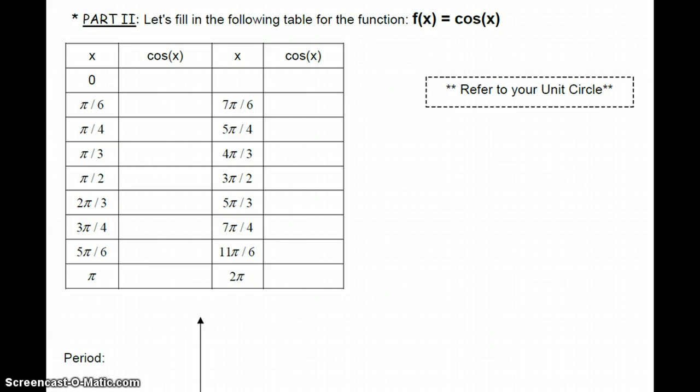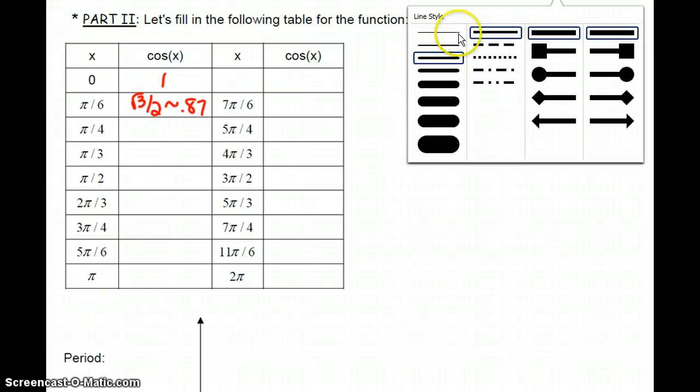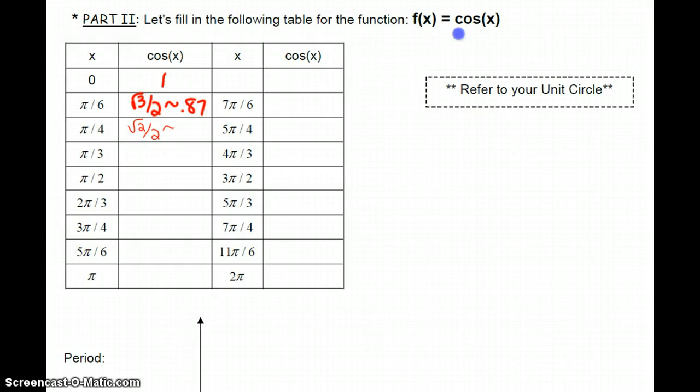So when x is 0, the cosine of 0 is 1. Again, that's the x coordinate at my 0 pi angle. At pi over 6, the cosine of pi over 6 is root 3 over 2, which again, I'm approximating all of these so that I can plot them on my graph a little bit easier. The cosine of pi over 4 is root 2 over 2, which is about 0.71.